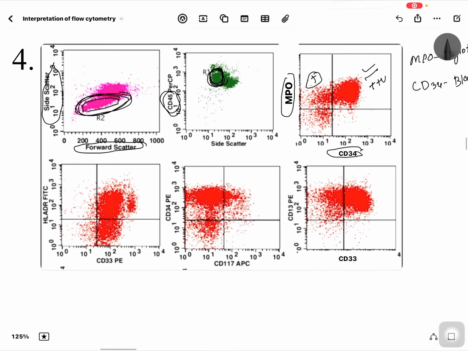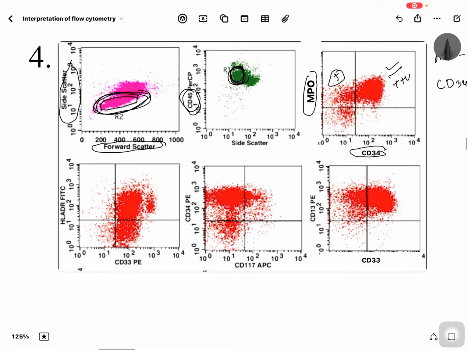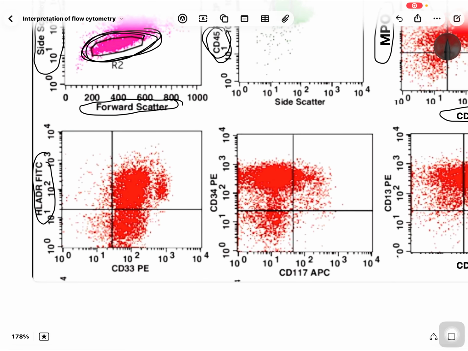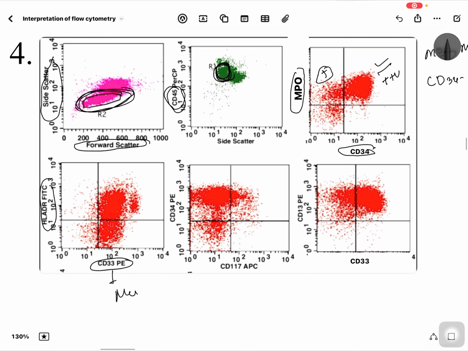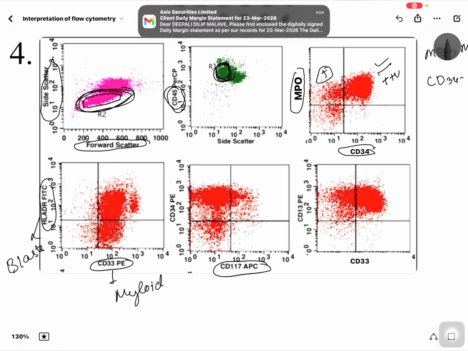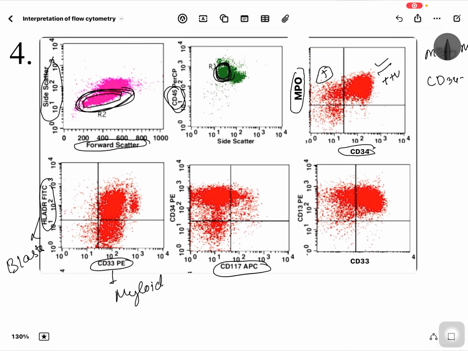Okay, then again HLA-DR and CD33. Yes, CD33 is again a myeloid marker and HLA-DR is of blasts. Okay, then CD117, it is absent. CD34 is present. CD34 is a marker of blasts.